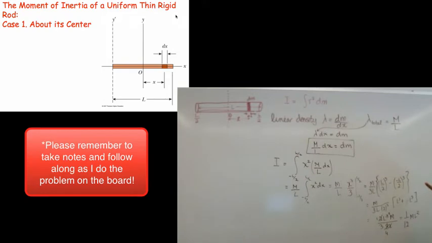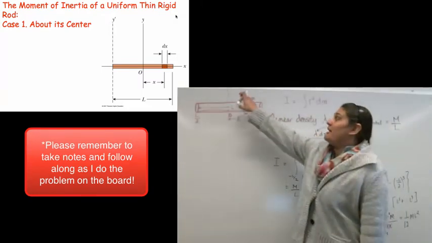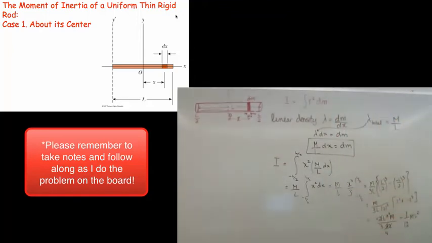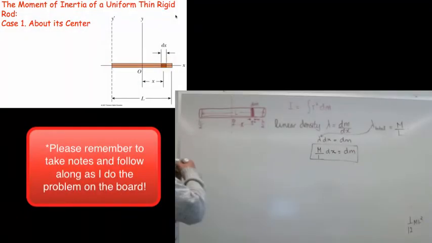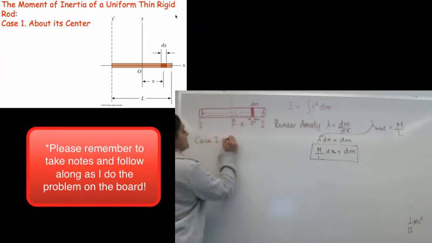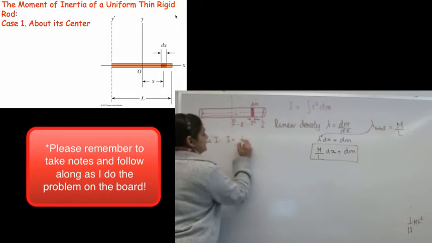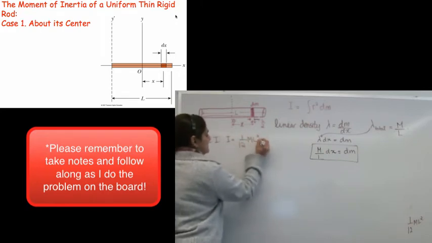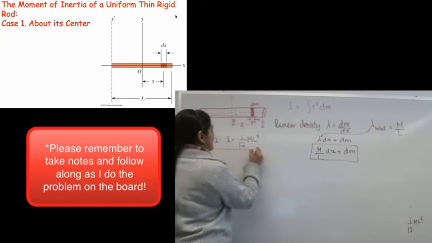So going back to our moment of inertia equations, this is actually true, right? It has the same units, and so for a rigid rod about its center, this is the value for moment of inertia. So this implies that for my rigid rod, case 1, my moment of inertia equals 1 over 12 mL squared. Good. So this is my case 1 solved.